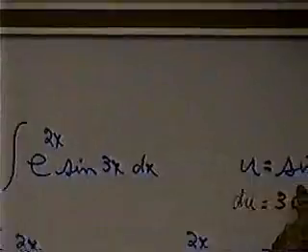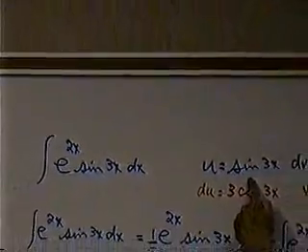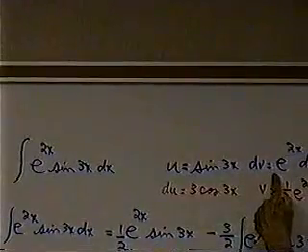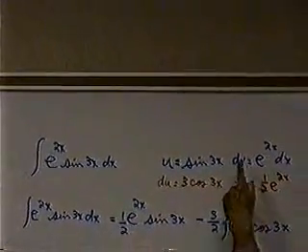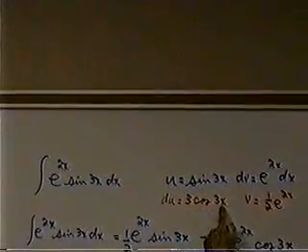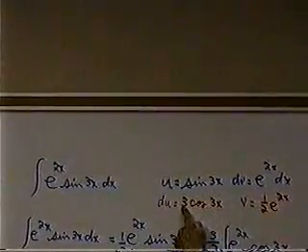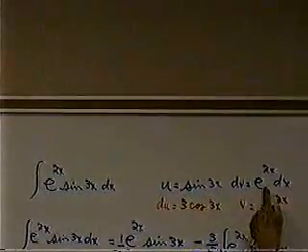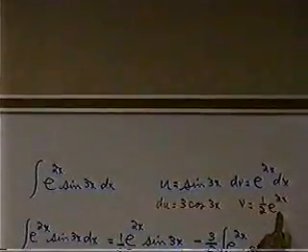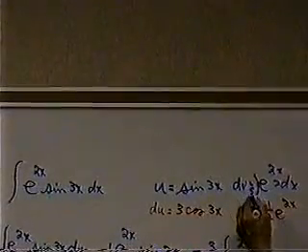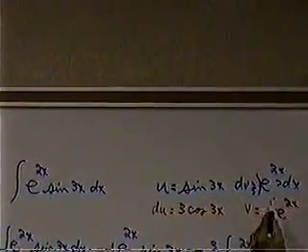Therefore, u will be the sine of 3x, and dv will be e to the 2x. So the derivative of sine is cosine, and the derivative of the angle is 3. The integration of e to the 2x is itself, provided we have the derivative of the power. The derivative of the power is 2, so we have to put a 2 here and a 1/2 out in front, and so that's where the 1/2 comes from.